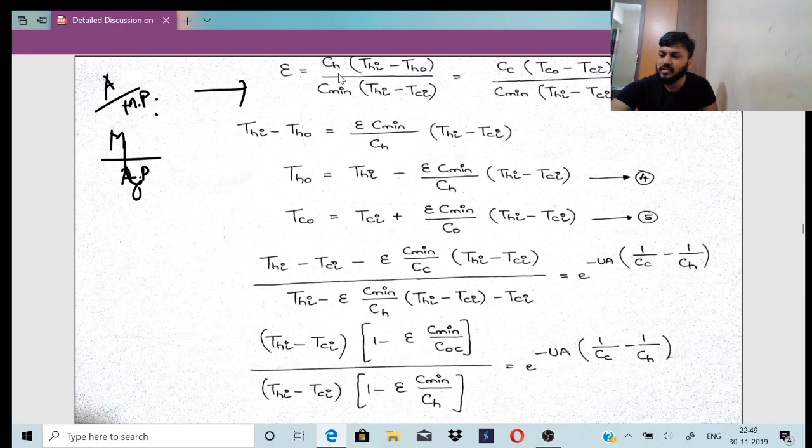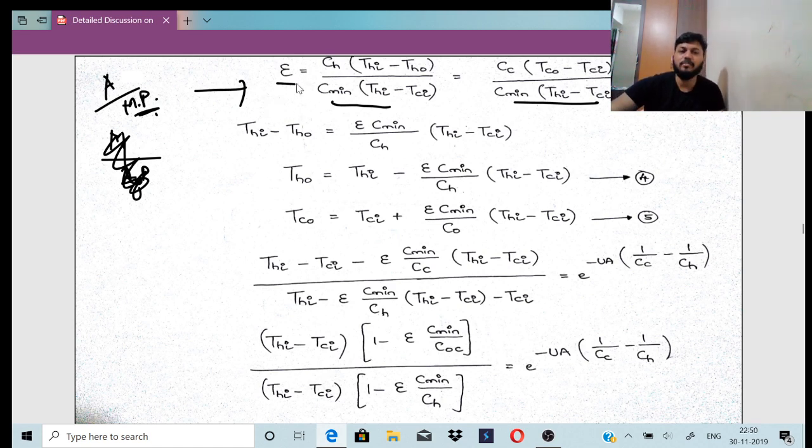So actual heat transfer, when you consider hot fluid, it will be CH into THI minus TH naught. And when cold fluid is considered, it will be CC into TC naught minus TCI. The denominator term will always remain the same. That is the maximum possible heat transfer happening in a heat exchanger. It is C minimum into THI minus TCI. So this is actual by maximum possible heat. So this is our effectiveness.